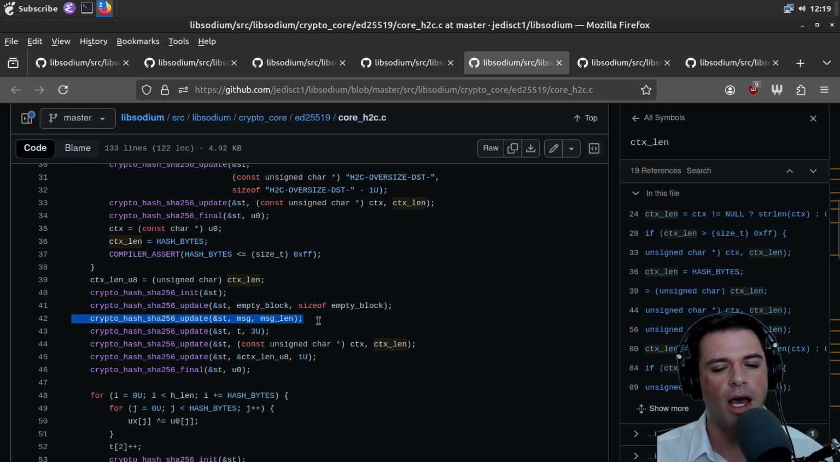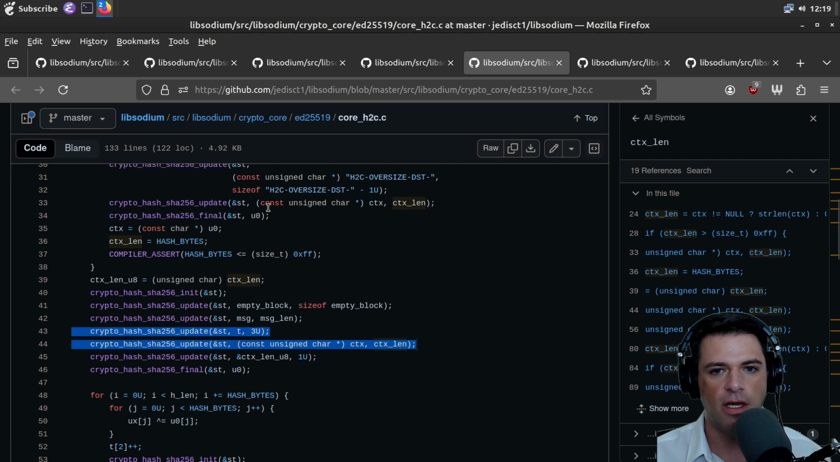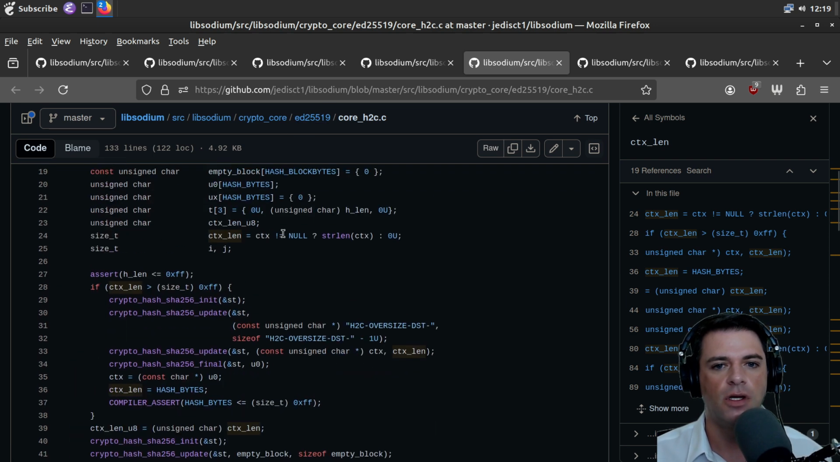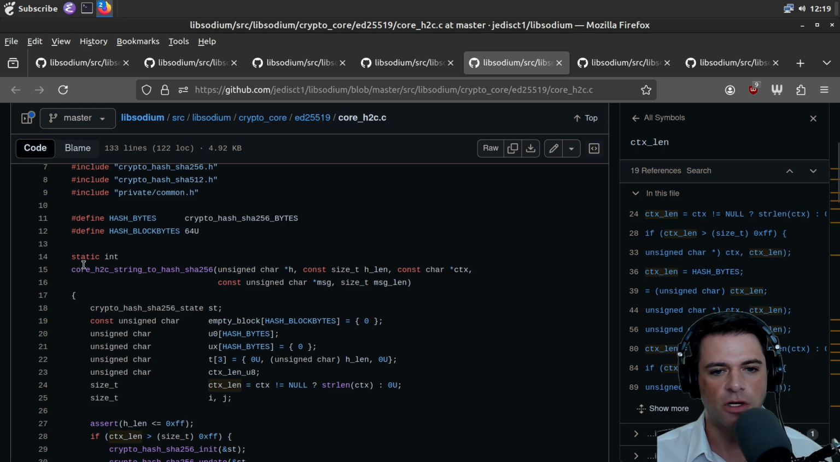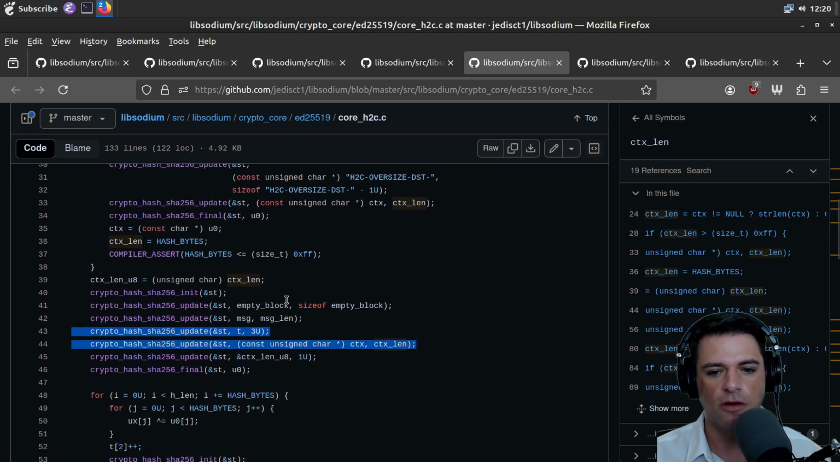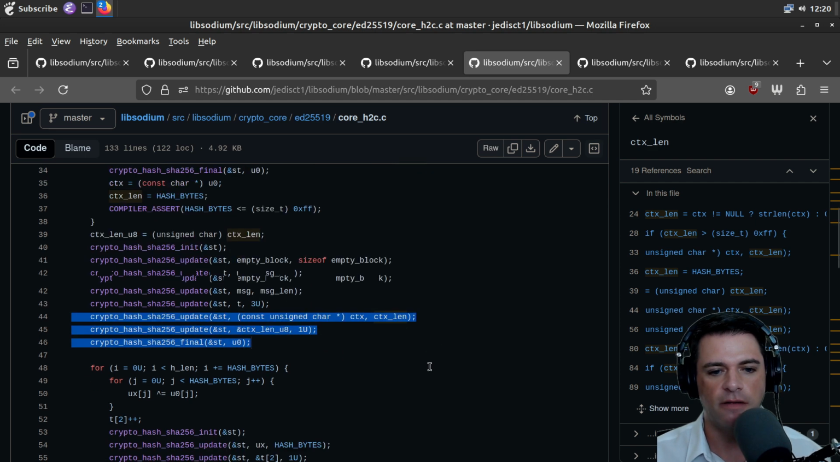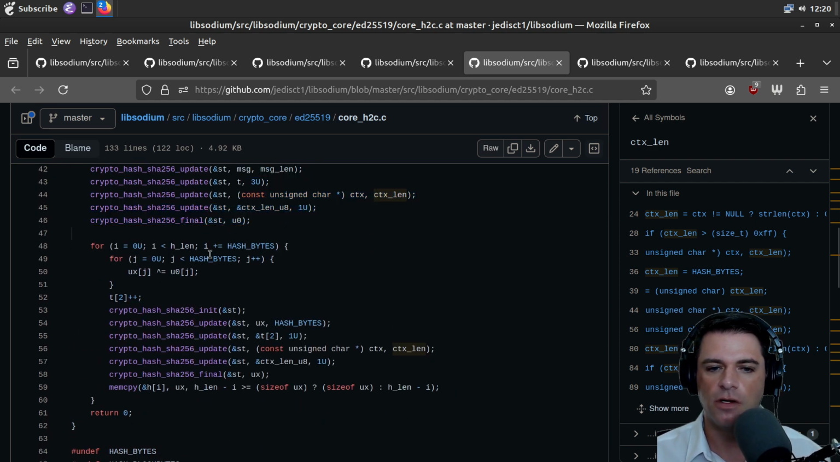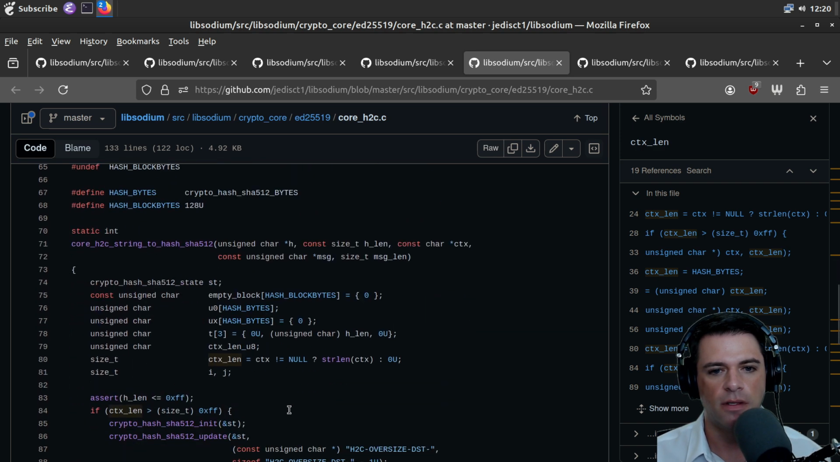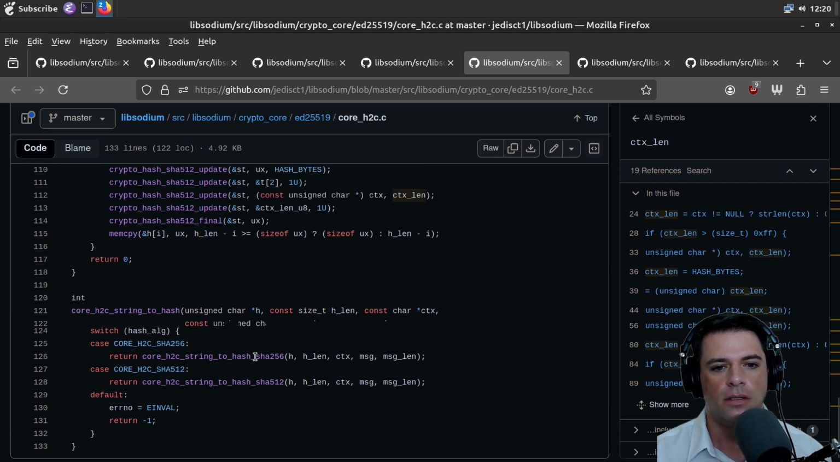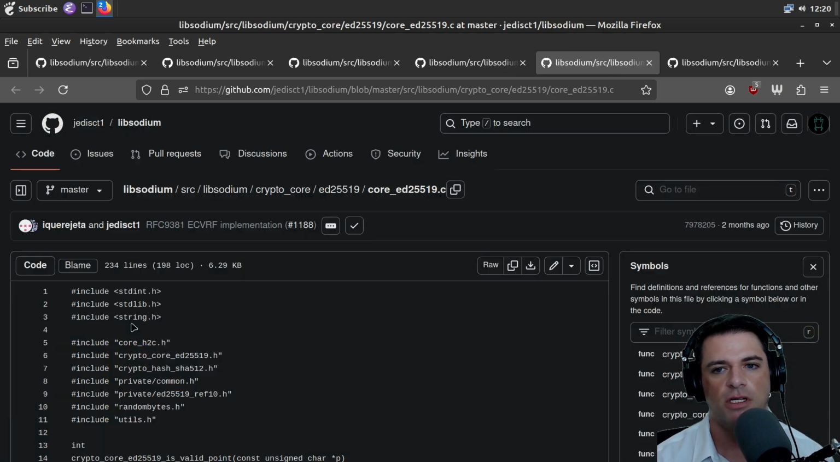We update it with the message, giving it the message length, and then we update it with whatever T is in 3U. So we're using the SHA-256 thing, and we're doing more than hashing the message. We've got this T stuff, and that's, I think, because that's in service of whatever we're using this hash function for as part of the curve, and updating and finalizing. And then we're going to iterate over the length and do some more hashy stuff. Yeah, I don't know. H2C string to hash.